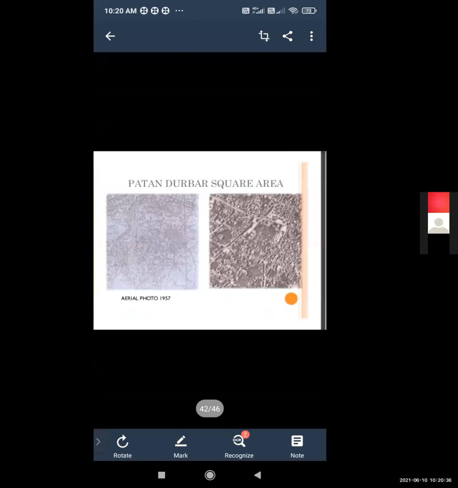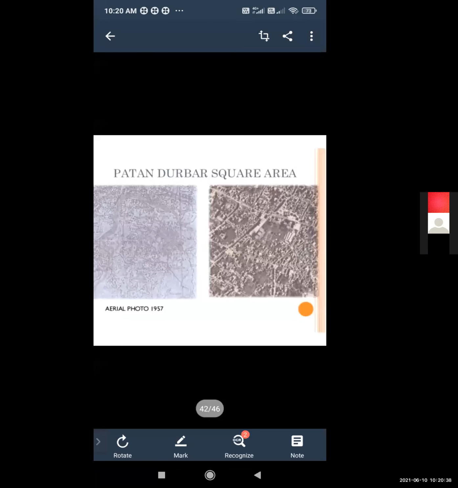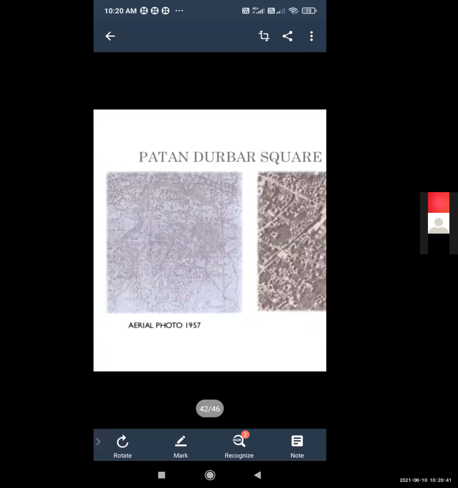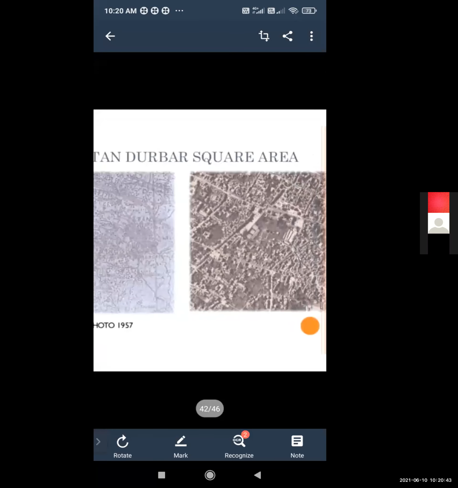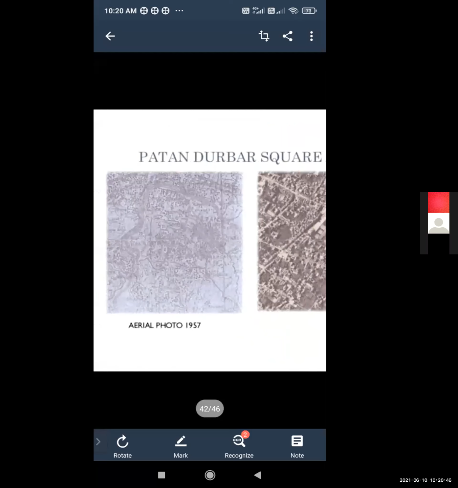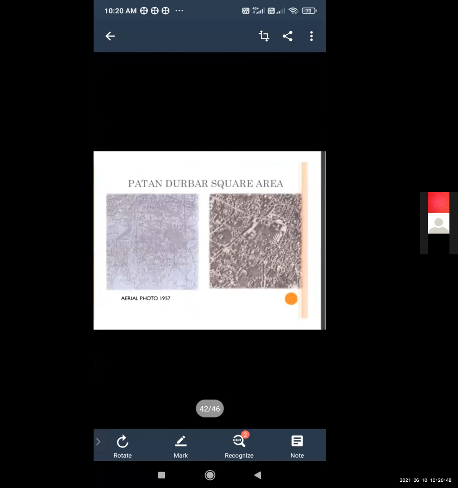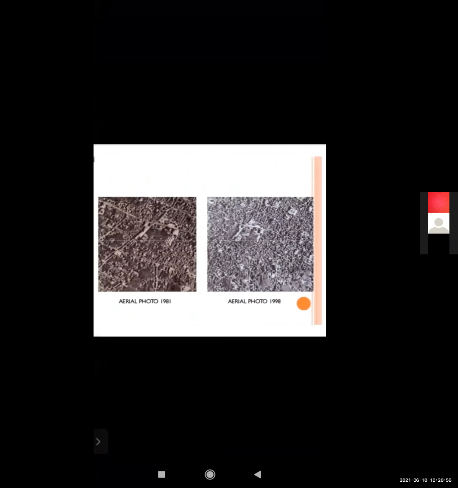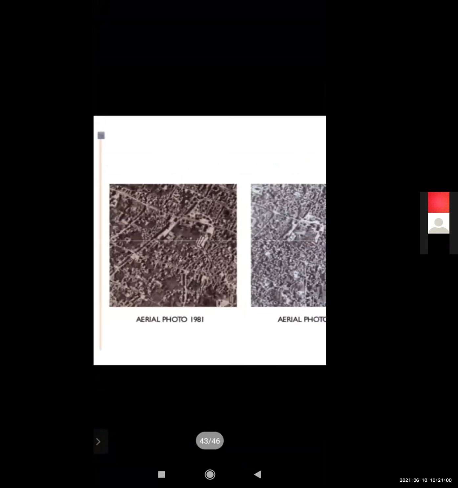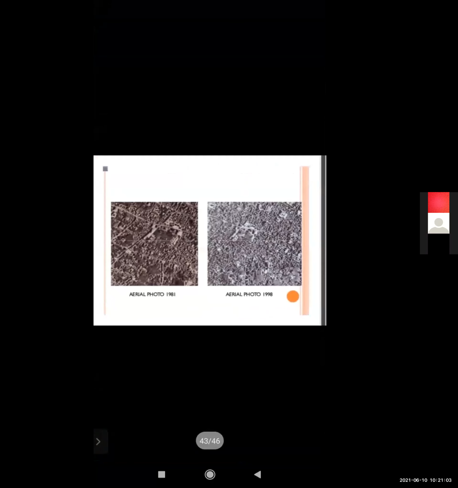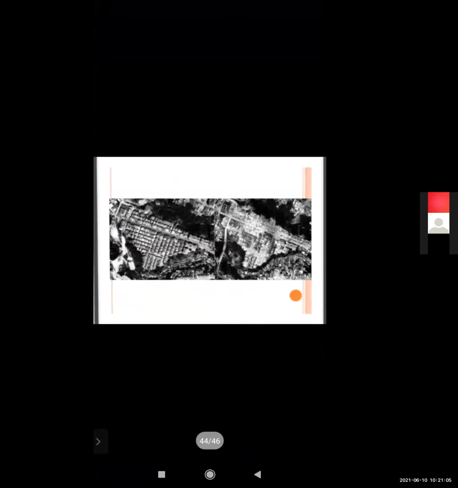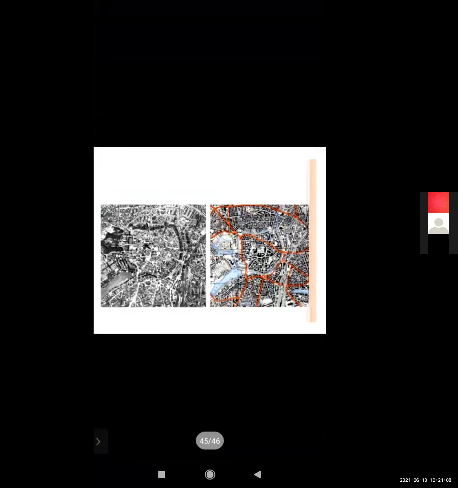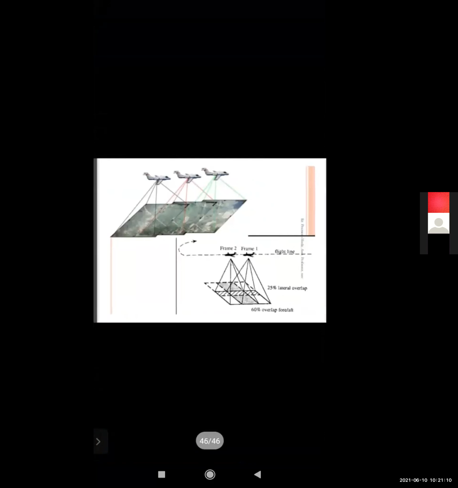So this is not required. Different areas' images, that is also a photo image of 57. Here the year is not mentioned in the second image. Here we can see the difference between the 81 image and the 98 image. So this type of image we can find from RC cameras.